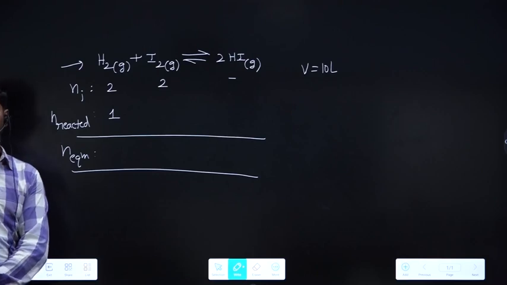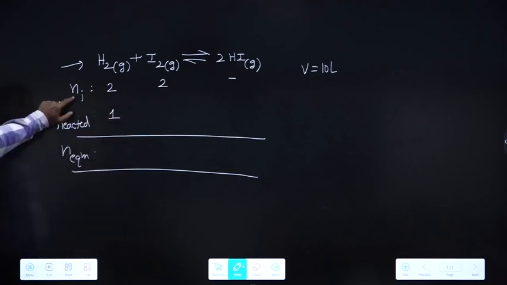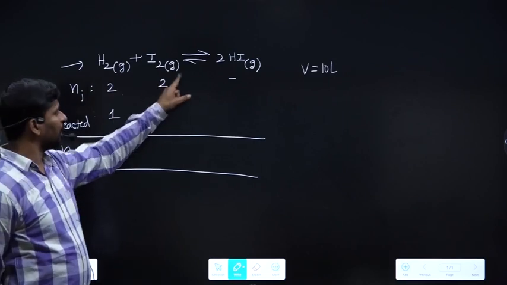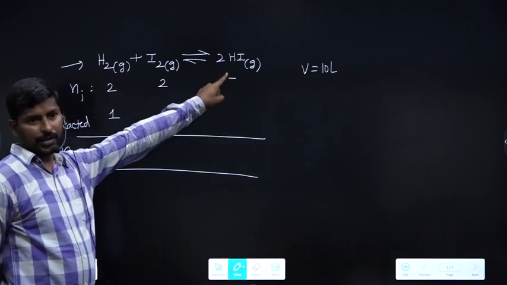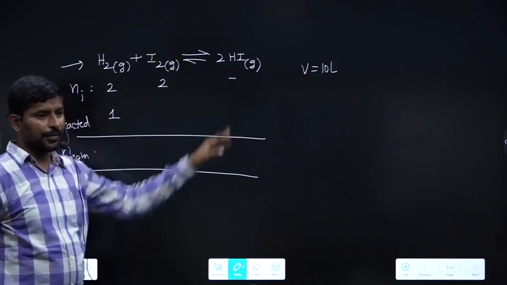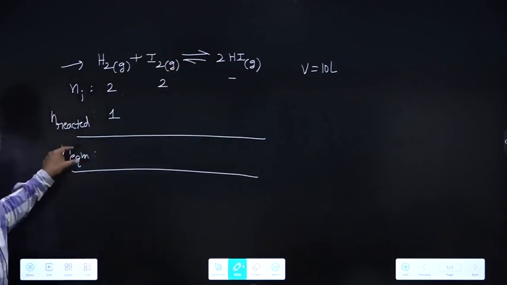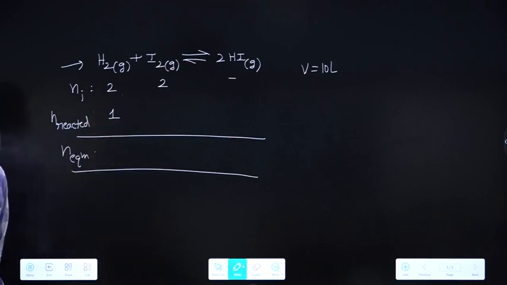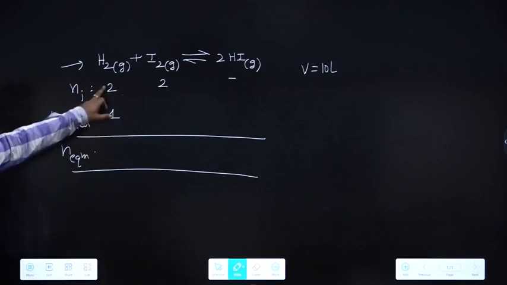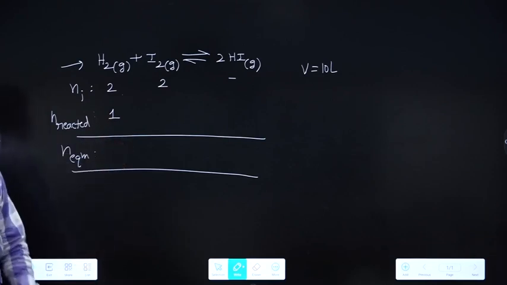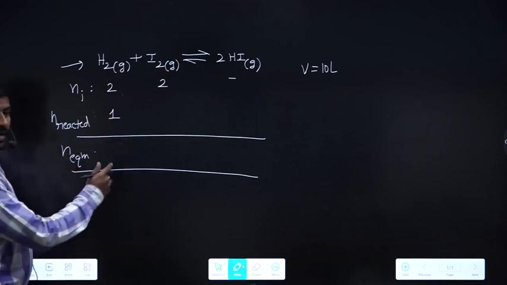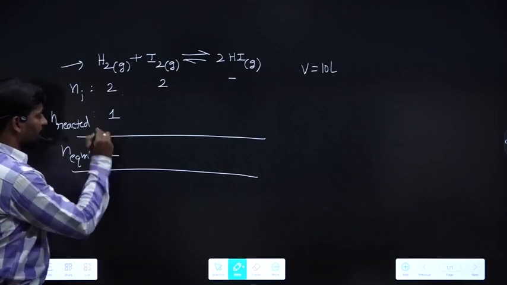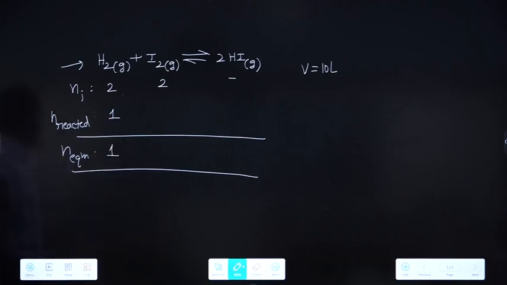Okay, so this is the reaction given. What is the initial number of moles of H2 and I2 given? 2. Initially no formation of HI, so that is 0 only. Next, what is given? At equilibrium, how many moles of H2 have reacted? 1 mole of H2 has reacted. Out of 2 moles of H2, 1 mole has reacted. That means the remaining number of moles of H2 at equilibrium is 1.